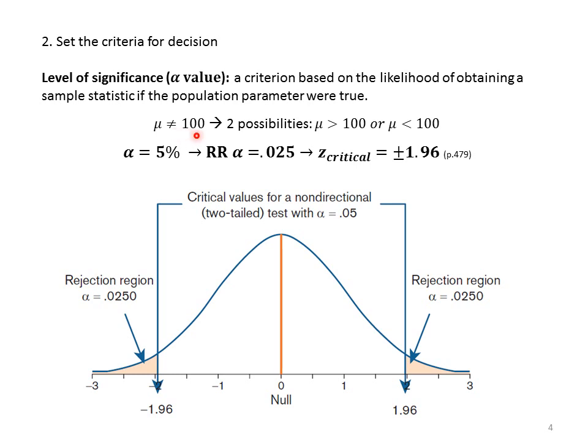For the mean to be different from 100, there are 2 possibilities. It's larger than 100 or it's smaller than 100. So we split the 5% into 2 tails. These areas are called rejection regions. Each area is 2.5% or 0.025. We call it a rejection region because if 103 falls in this area, we reject the null hypothesis.